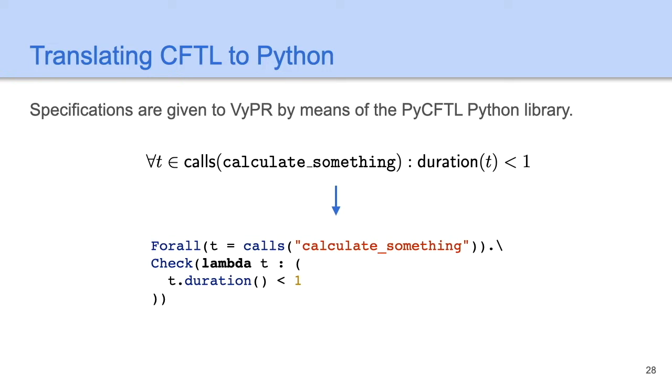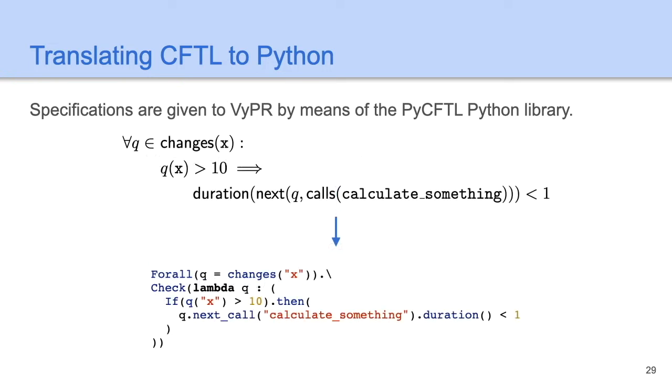So for example, here we have the variable t, and in the original CFTL version we used a duration operator to measure its duration. The equivalent in PyCFTL involves taking the variable t, which we assume contains some representation of a function call derived at runtime, and calling the duration method on it. We can then use Python's standard comparison operators, here we have less than, and write a very easily readable piece of code that clearly encodes the fact that we want the duration of whatever function call is held in t to be less than 1 unit of time.